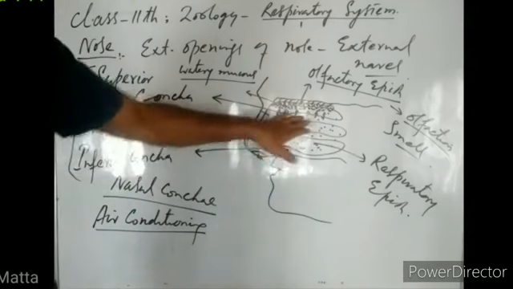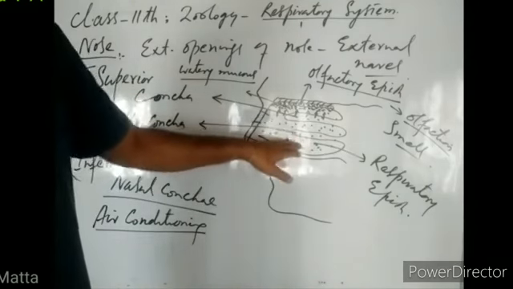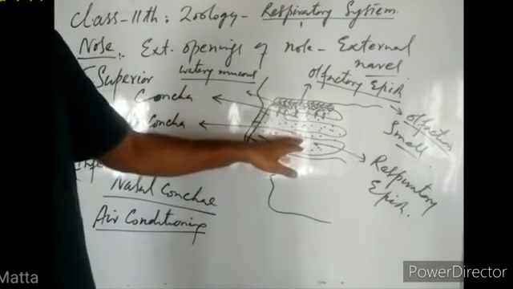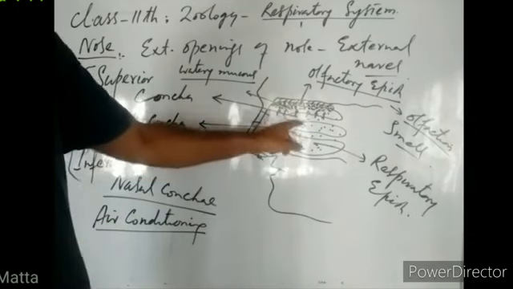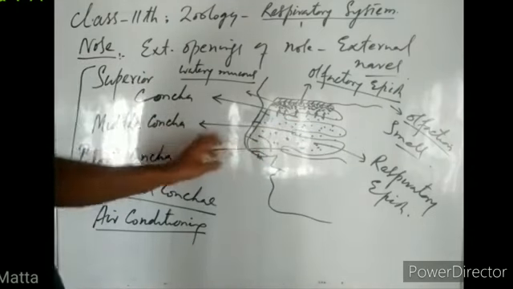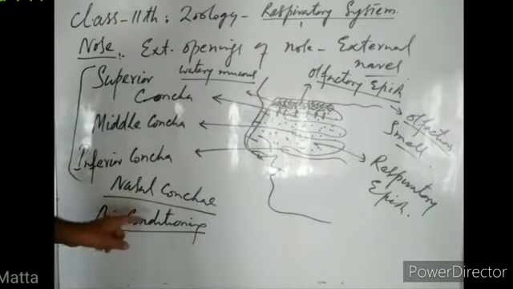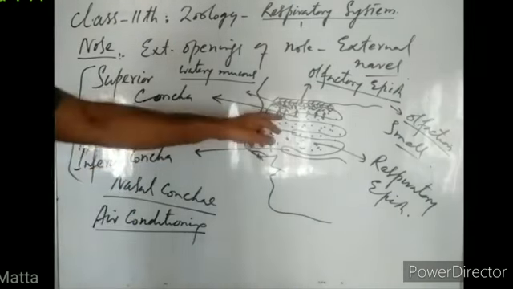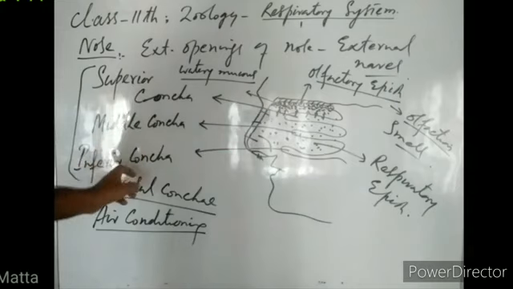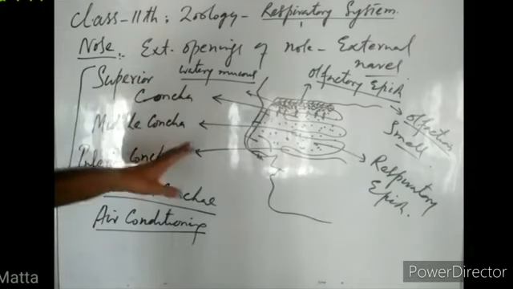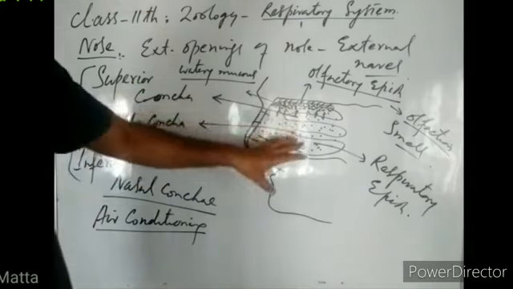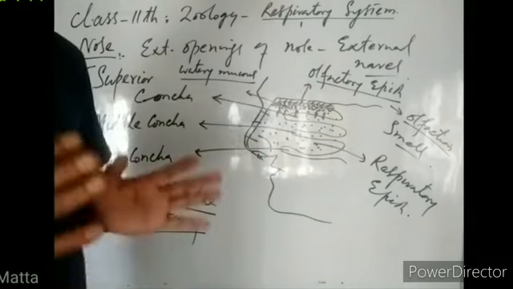And in this respiratory epithelium, there are three ridge-like outgrowths in each nasal chamber. These three ridge-like outgrowths, present in each nasal chamber, are known as nasal conchae. The upper one is known as superior concha, then middle concha, and the lower one is known as inferior concha. What is the function of these nasal chambers and these nasal conchae?